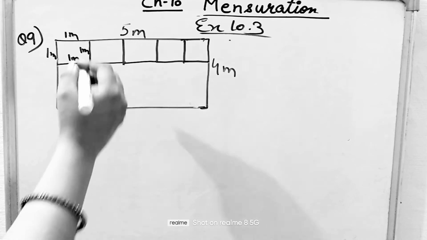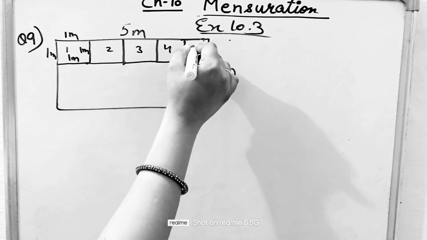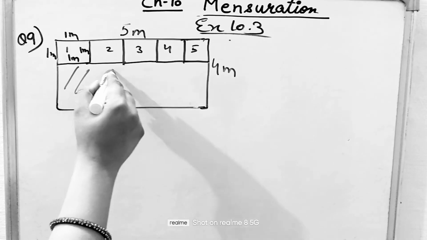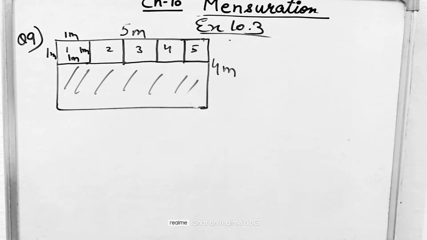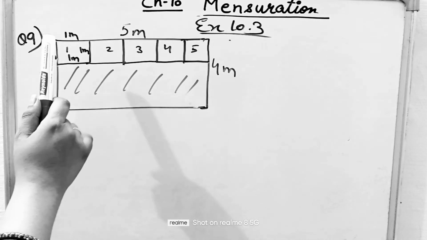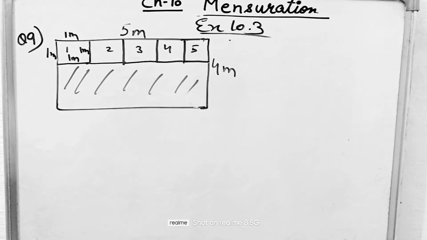So these are flower beds. Number 1, number 2, number 3, number 4, number 5. And you are asked to find out the area of the remaining land. How will we find it? First we can find the area of the land, then we can find the area of the flower beds, and we can subtract.